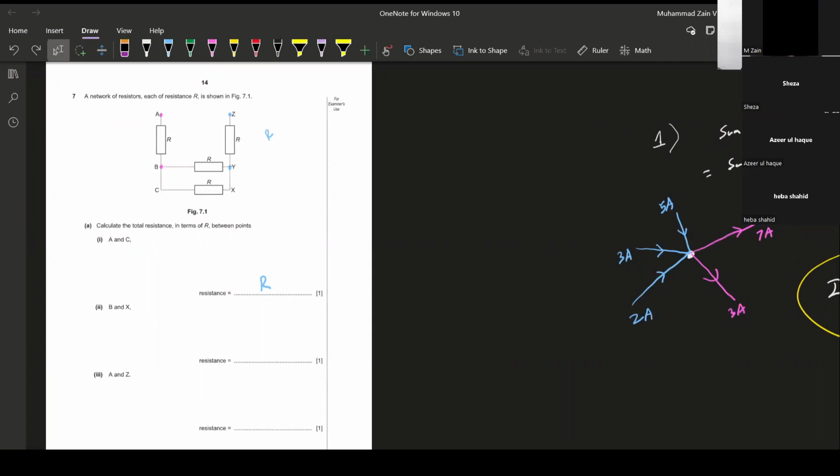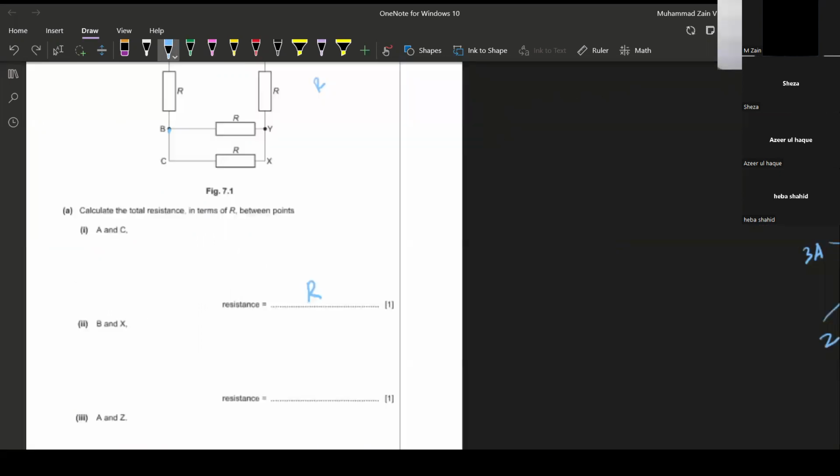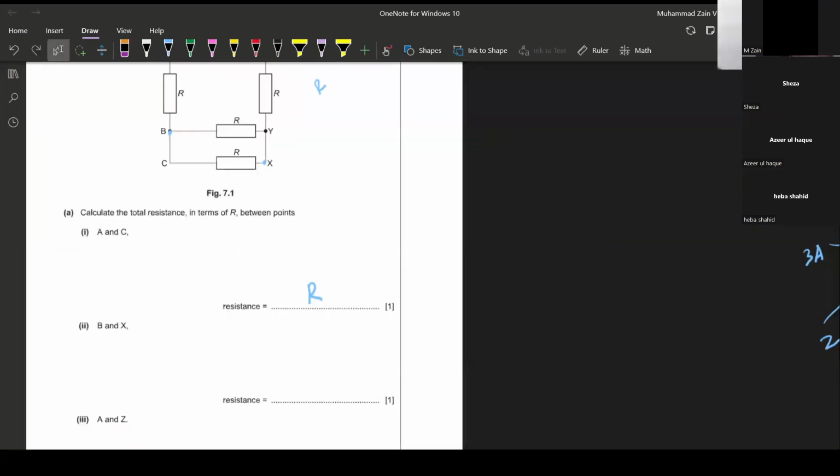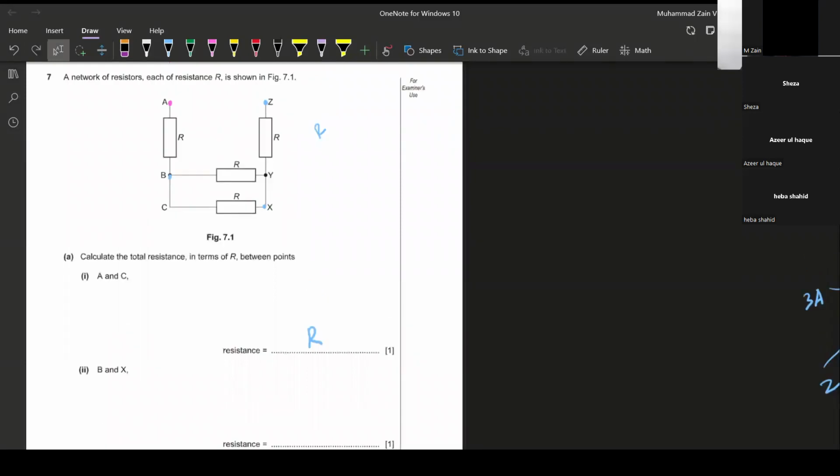Okay, so the next part is the resistance between point B and point X. See how they're sort of confusing us by asking different things. They could have asked me the resistance between point B and Y. Instead, they're asking between point B and point X. And as I just told you, point X and Y are the same, and point C and point X are the same.